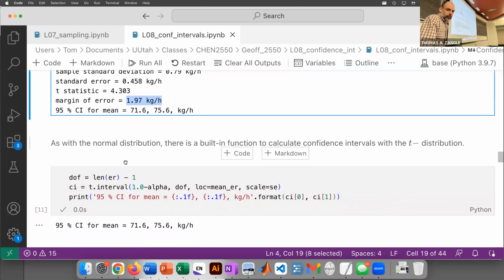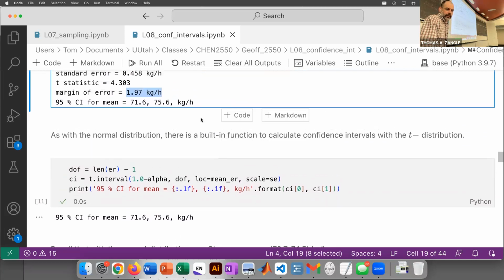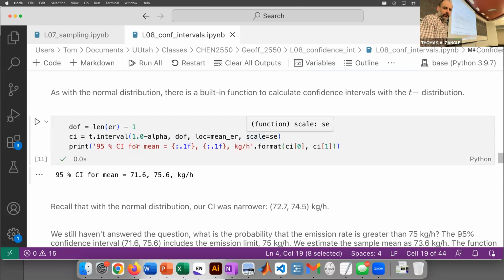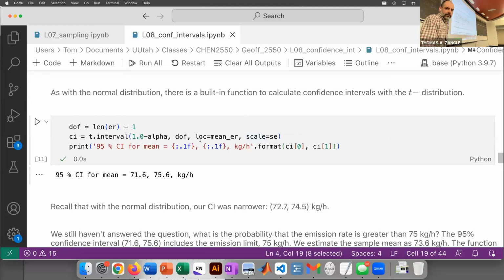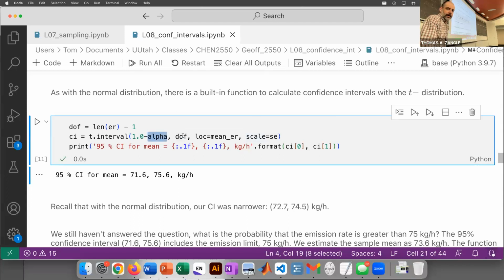Again, just like with the normal distribution, we don't have to write our own function to compute confidence intervals using the t-distribution. There is a built-in function. In this case, we're using the t.interval function, which again takes our significance level, as well as the number of degrees of freedom.